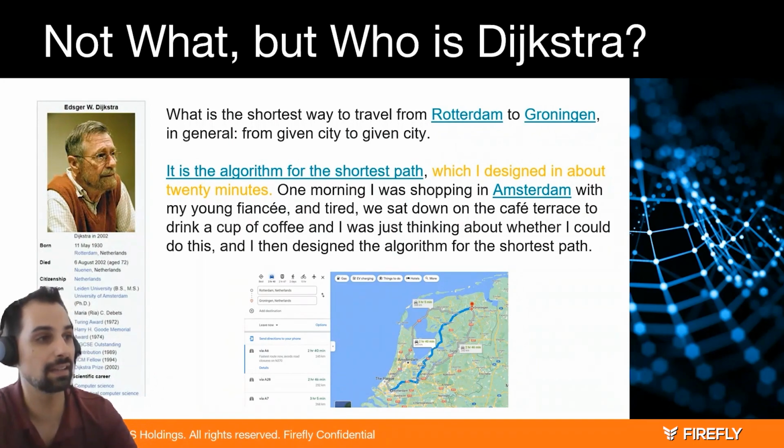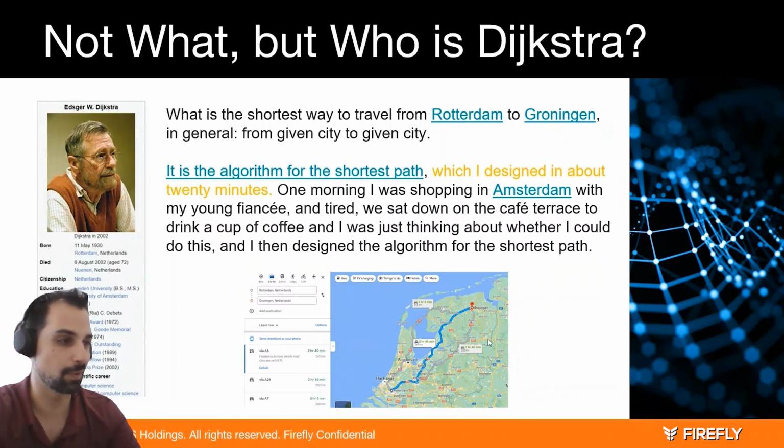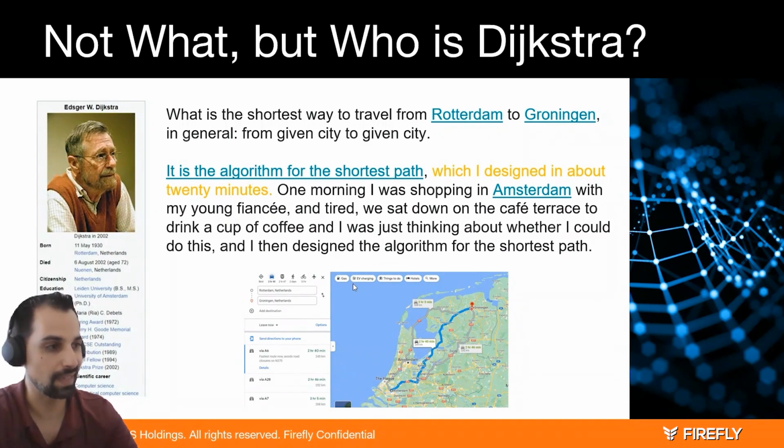The fun story is that this guy looks like he was tired after doing some shopping in Amsterdam with his fiancée, and he sat down, had a coffee, and was thinking, what was the shortest way to travel from Rotterdam to Groningen? I'm sorry, I'm not pronouncing this correctly. And at that time, of course, we didn't have Google Maps or things like that. So he created the SPF algorithm on a sheet of paper, and that became part of nowadays' computer science. Very nice.